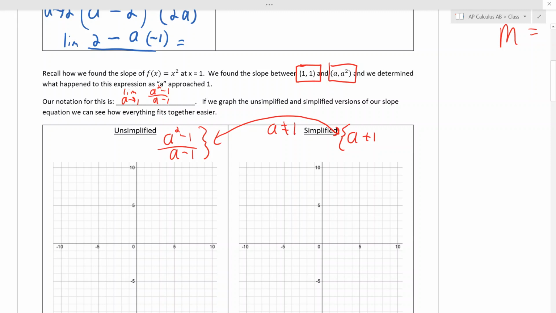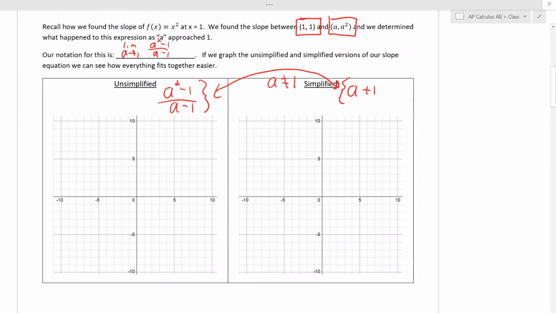1. Okay? But if you graph a plus 1, the simplified version, it has a slope of 1 and a y-intercept of 1. So it looks like that, to the best of my ability. Which means if we graph the unsimplified version, if we don't simplify it and leave it, there's a hole in it. There's a hole at 1, and that hole is at 1, 2.